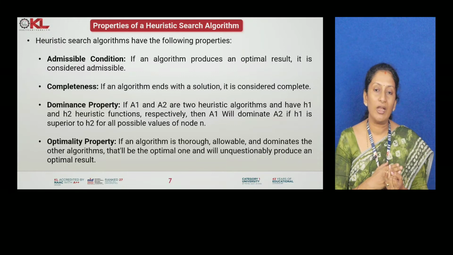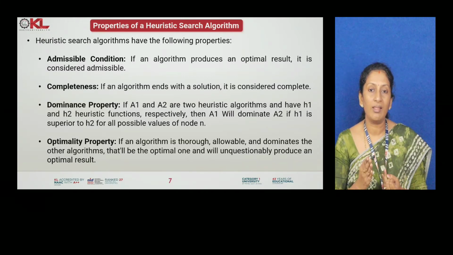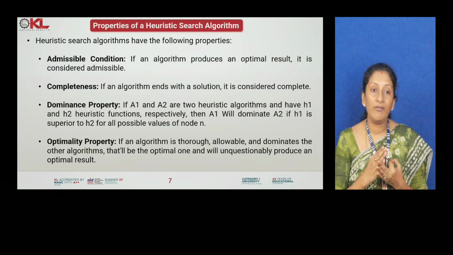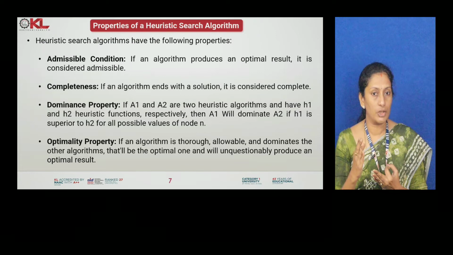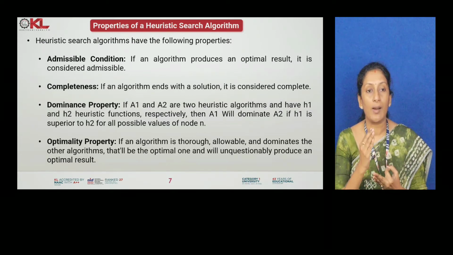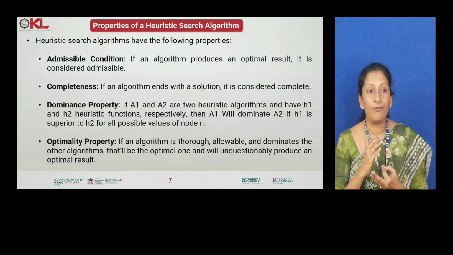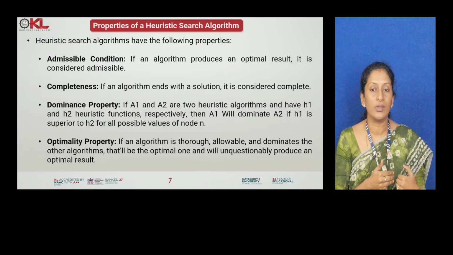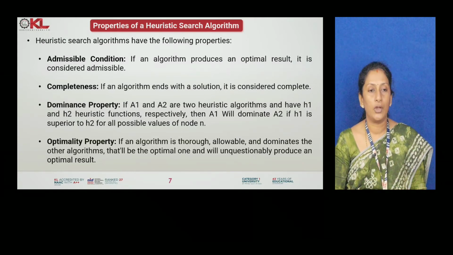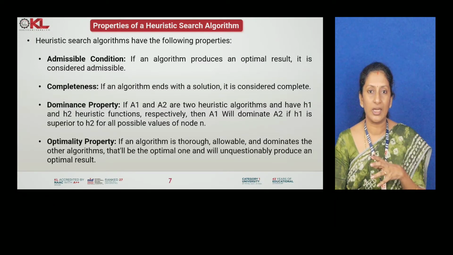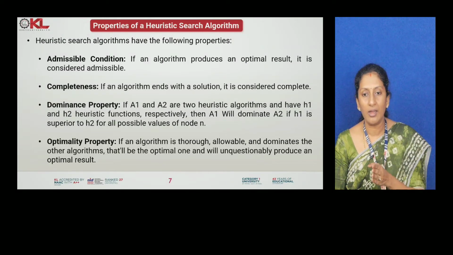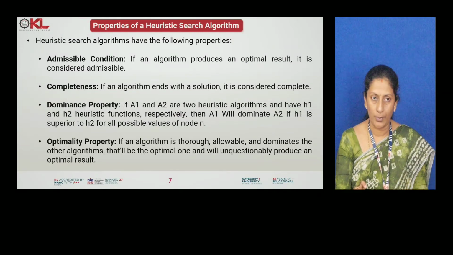If the heuristic value of one algorithm dominates or is superior to the heuristic value of the other algorithm, it satisfies the dominance property. And if the algorithm in any situation gives the solution, it is said to be a complete algorithm. And if it satisfies all the above properties, then the algorithm which is using a particular heuristic function is said to be an optimal heuristic search algorithm. So these are all the properties of a heuristic search algorithm, but not of the heuristic function. When we are using a heuristic function in an algorithm, then the algorithm satisfies all these properties.